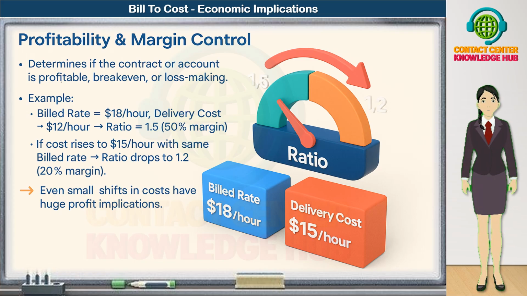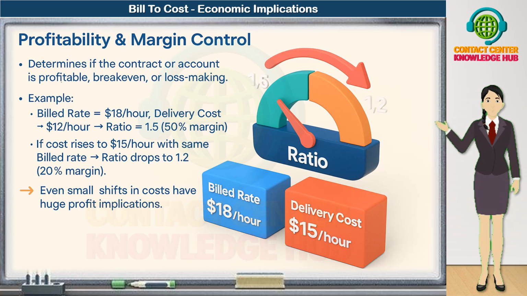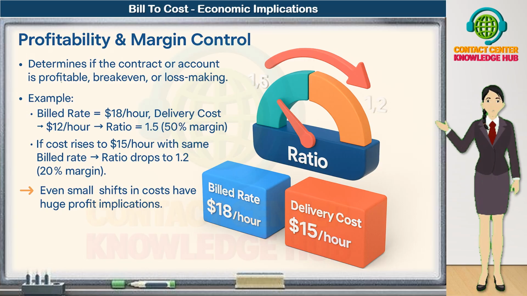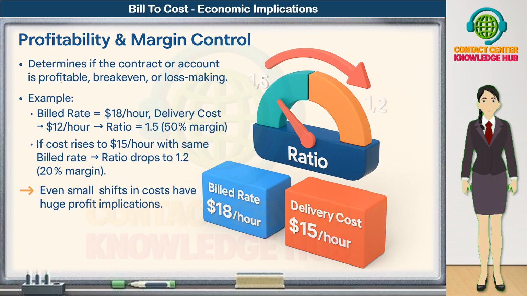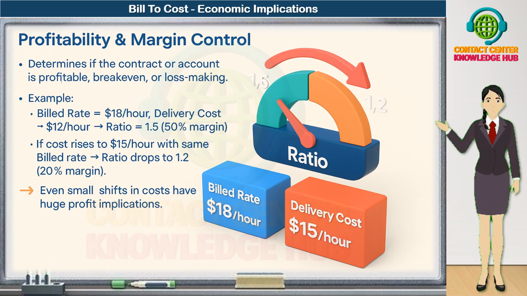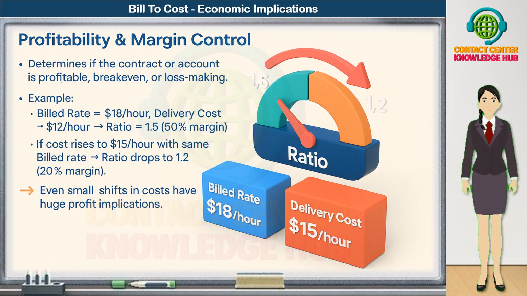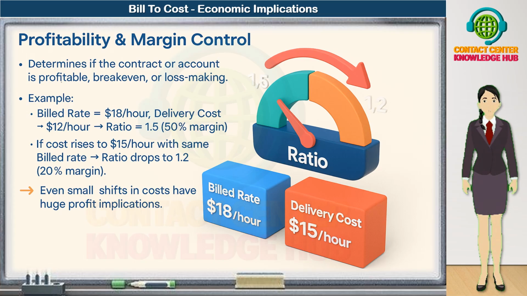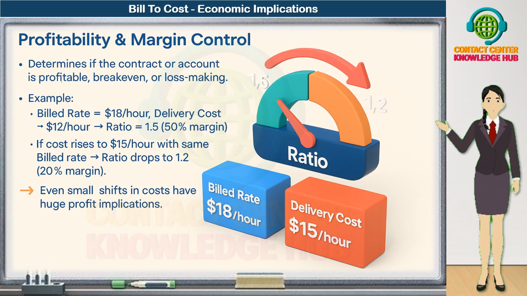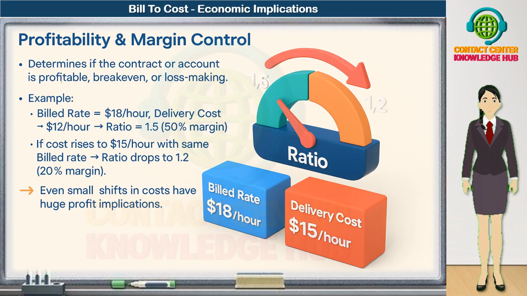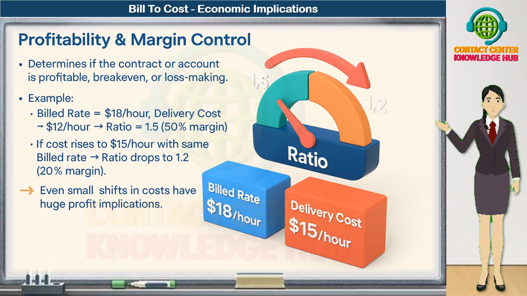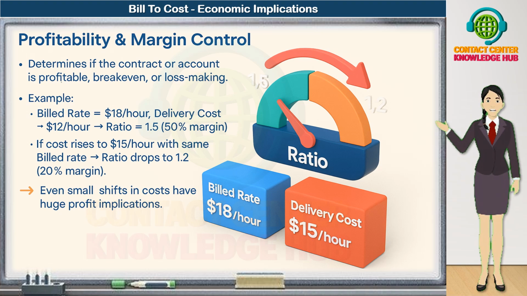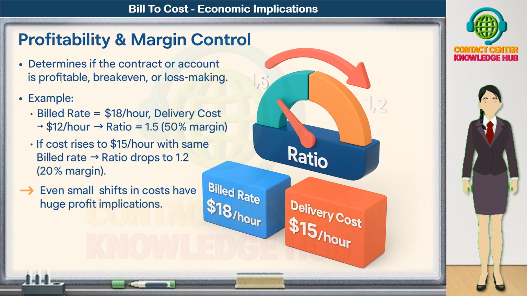Here's an example. If your build rate is $18 per hour and your delivery cost is $12 per hour, the ratio is 1.5, meaning a 50% profit margin. But if your delivery cost rises to $15 per hour while your build rate stays the same, the ratio drops to 1.2, shrinking your margin to 20%. This small movement, just a few dollars, can completely change the contract's financial health.